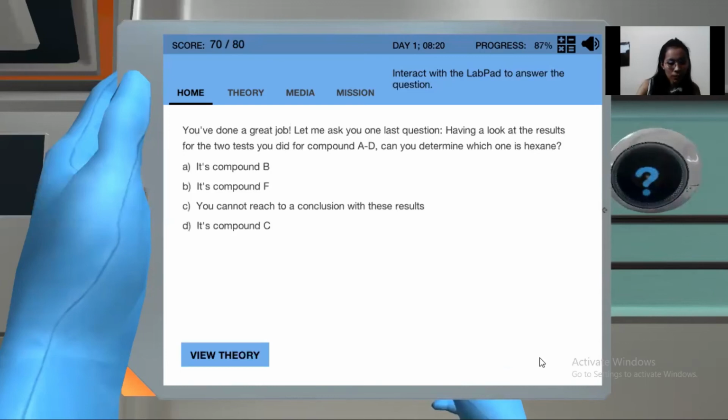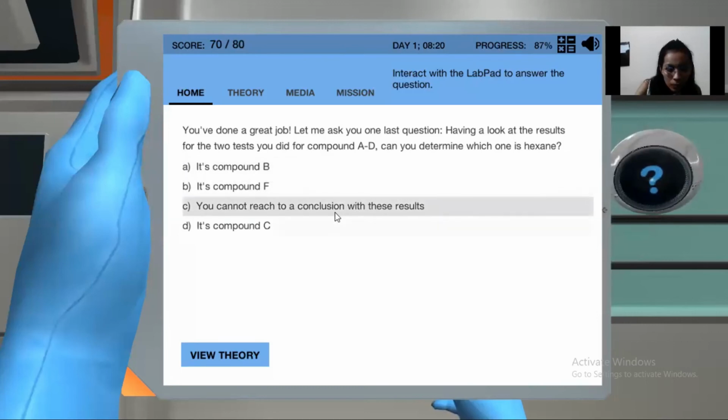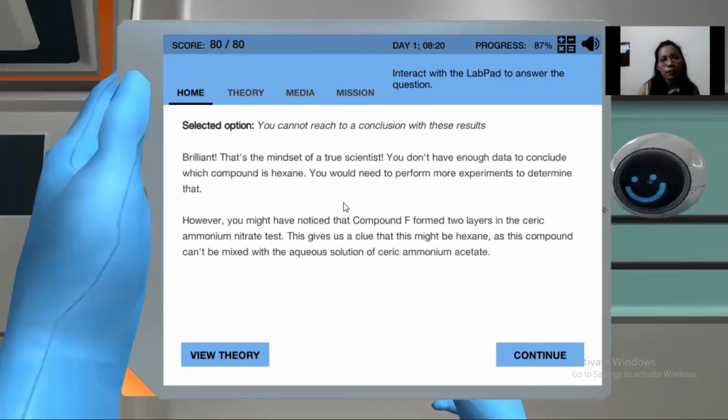Let me ask you one last question. Having a look at the results for the 2 tests you did for compound A to D, can you determine which one is hexane? Brilliant. That's the mindset of a true scientist. You don't have enough data to conclude which compound is hexane. You would need to perform more experiments to determine that.